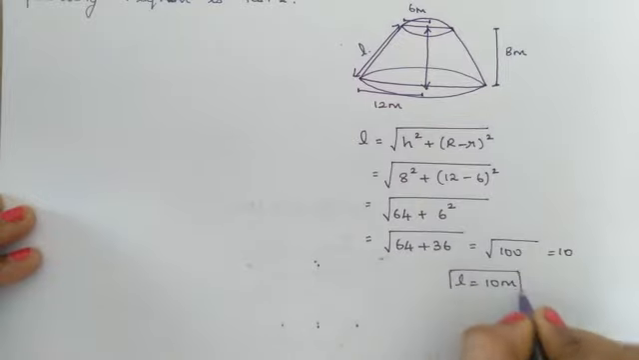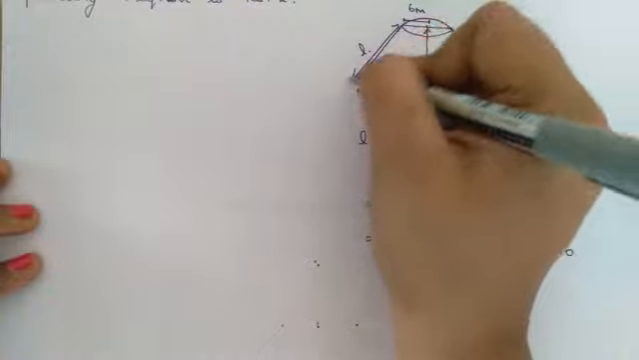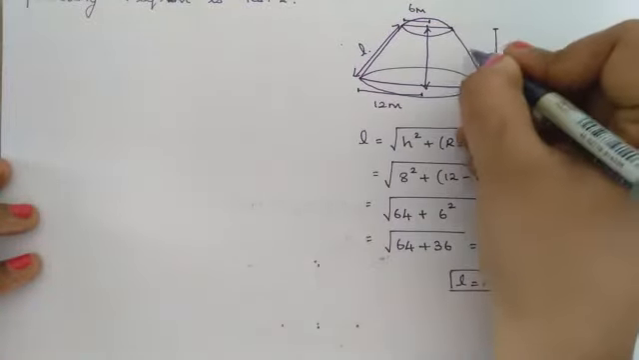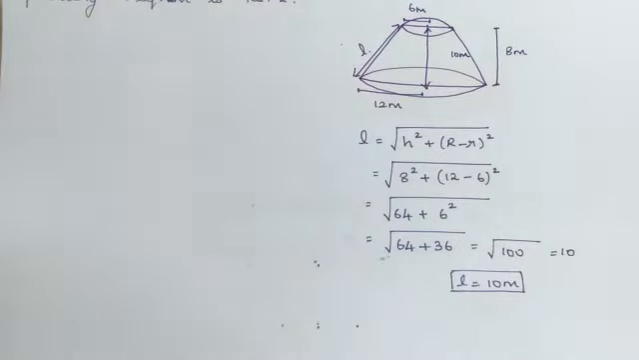What is this L, children? This L is nothing but the slant height. So this height, can you see? This slant length is 10 meter now. Now it is easy for us to identify the curved surface area and also the area of the top part of the frustum, with which we can identify the cost of painting the lamp.